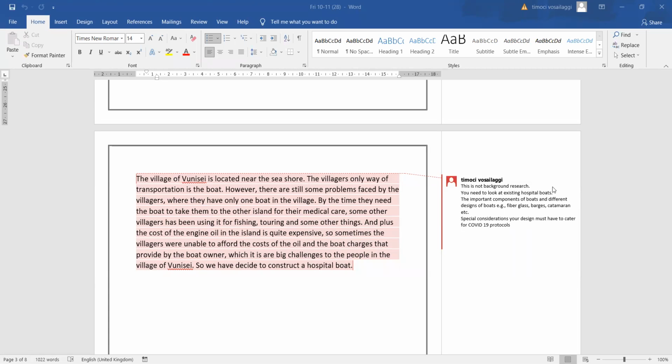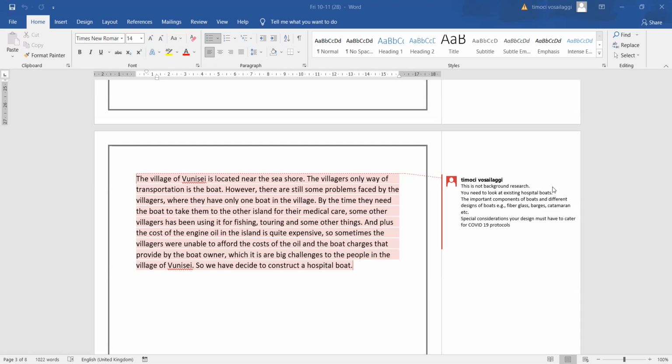You could have talked about the important components of a boat. You could have talked about the important functions of a boat. So a boat has to be stable, I'm guessing, if it's going to be for a hospital. So you have to look at the different designs of boats that are stable. You have many, many different designs of boats. You have fiberglass boats, barges, catamarans, yachts. They're all different configurations of boats. You could have looked at the pros and cons of each one of those boats, their fundamental design, and which one of those you would have liked to use in your final design.